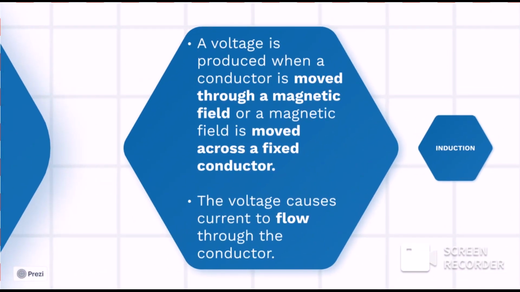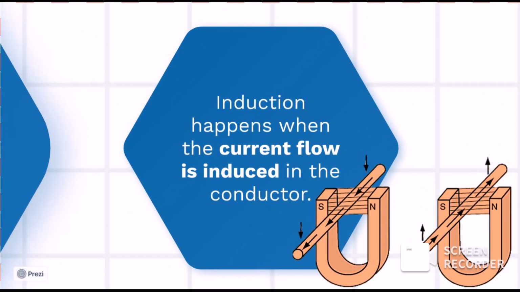When a conductor is moved through a magnetic field or a magnetic field is moved across a fixed conductor, a voltage is produced in the conductor. The voltage causes current to flow through the conductor. When this happens, current flow is induced in the conductor, and the phenomenon is called induction. Moving the conductor in one direction across the magnetic field causes current to flow in one direction. Reversing direction of conductor movement reverses direction of current flow. When the conductor is no longer moved through a magnetic field, current flow stops.